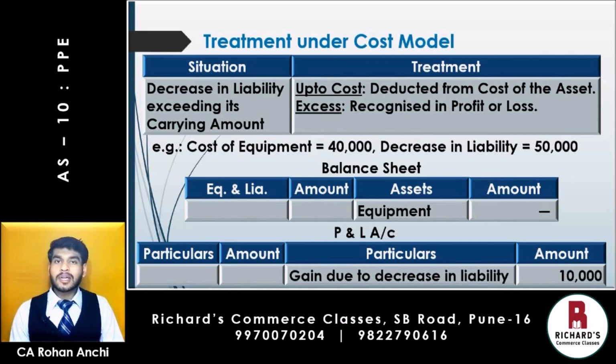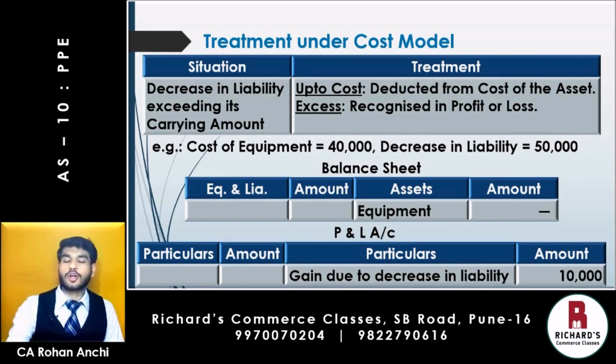The decrease in liability, remember, is a gain because in future we have to pay less amount. So therefore the gain due to decrease in liability is 10,000 rupees, which should be credited to profit and loss account. So the entire decrease in liability of 50,000 is accounted as writing off of the equipment to the extent of cost, that was 40,000, and the excess 10,000 is recognized in profit and loss account. This was the treatment as per the cost model.